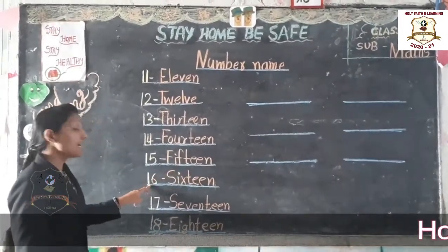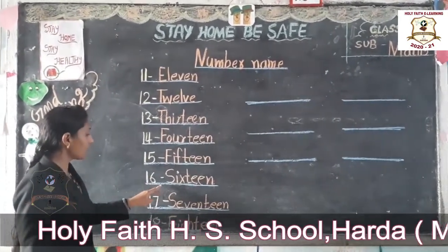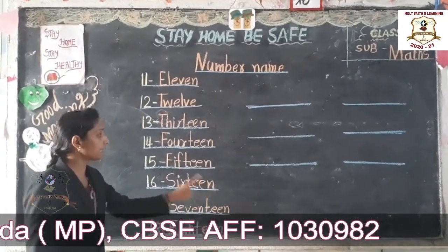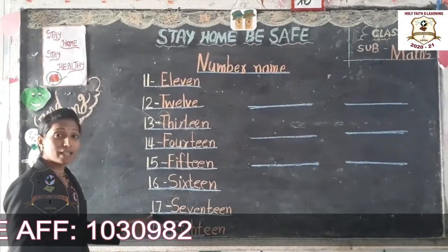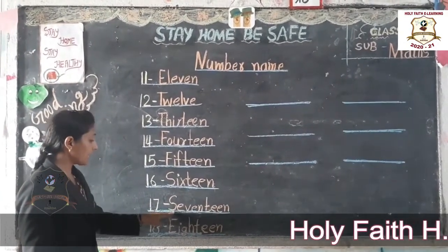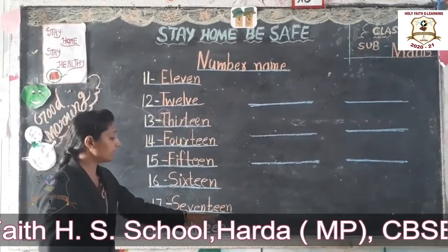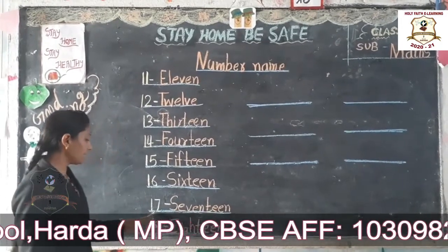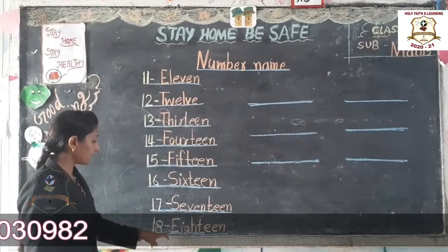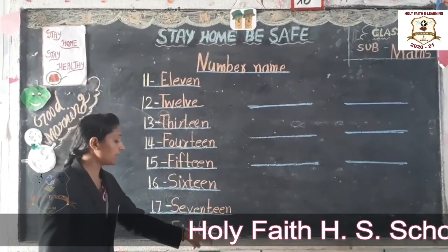15. Now next, this is number 16. 1, 6, 16. S, I, X, T, E, E, N. 16. Now next, this is number 17. 1, 7, 17. S, E, V, E, N, T, E, E, N. 17. Now next, this is number 18. 1, 8, 18. E, I, G, H, T, E, E, N.